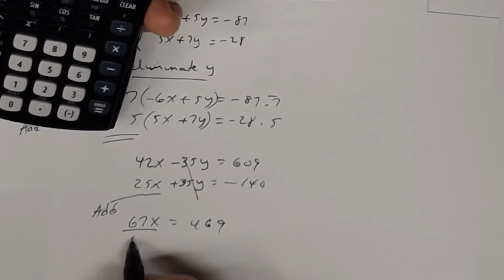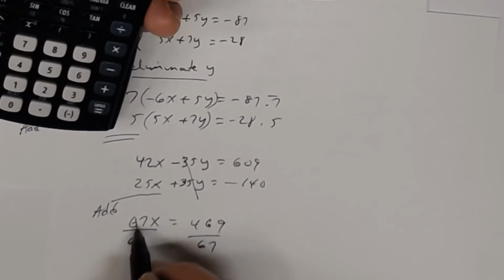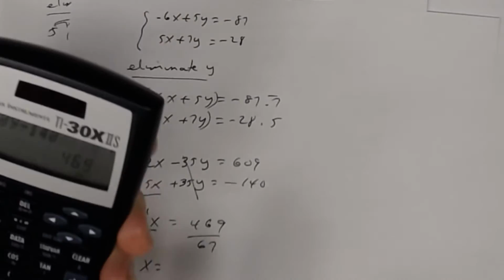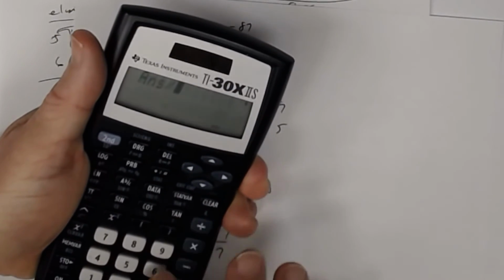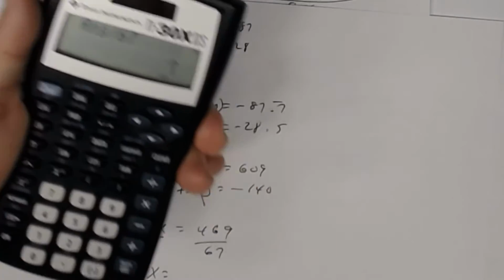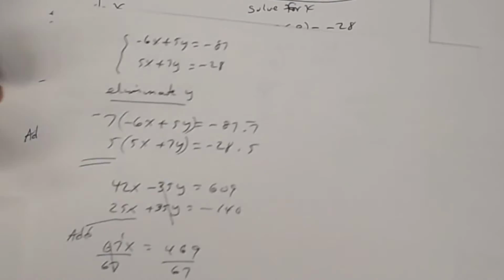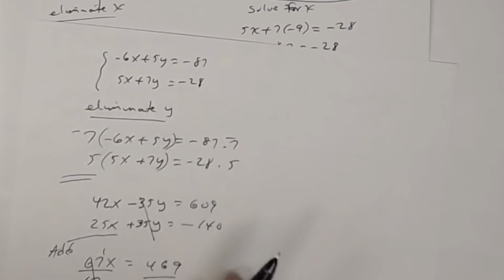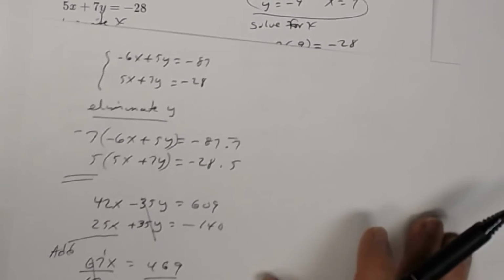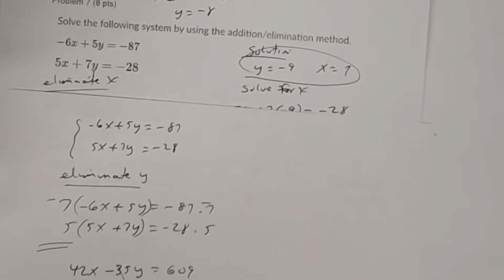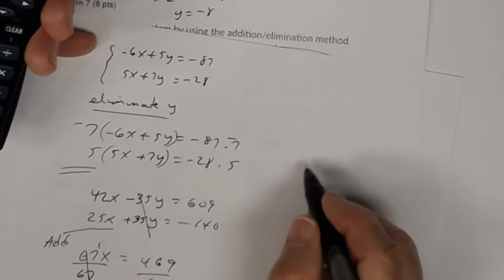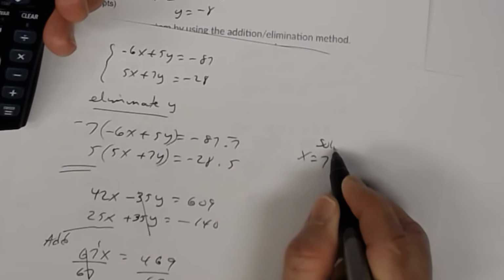All right, now solving for x, I'm going to divide both sides by 67. I get x to be, so 469 divided by 67 equals 7. So my x coordinate is 7, which I knew was 7, right? Just from the other procedure. Okay, so x equals 7. So that's your solution so far.